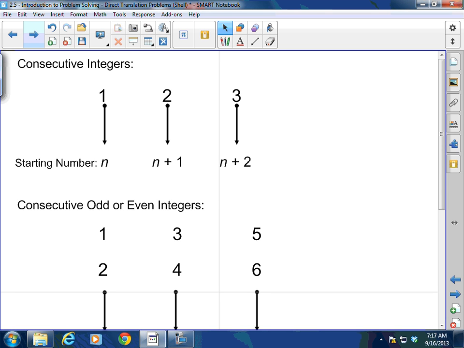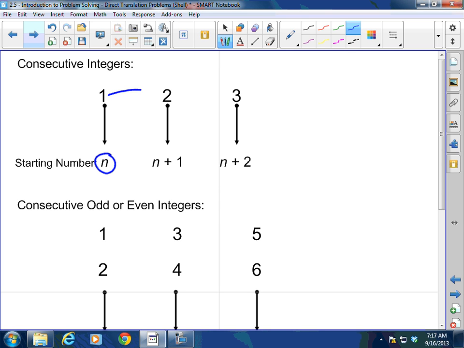Consecutive integers. You're going to see that phrase, consecutive integers or consecutive odds or consecutive evens, and I want you to really understand how this works. Consecutive means one right after the other. So let's think of 3 consecutive integers. Remember, integers are whole numbers and their opposites. So 3 consecutive integers, for example, 1, 2, and 3. The starting number here in variable form would be your n.